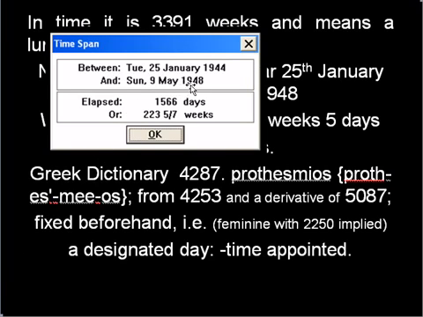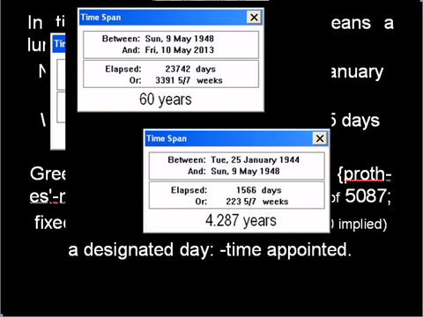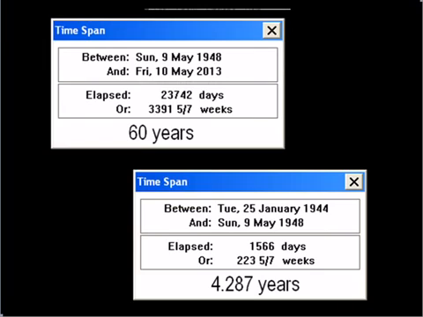So, we have the 25th of January 1944, solar eclipse, and May the 9th, 1948, which is 223 weeks and 5 days, or 1566 days. So between there and there, it's 60.00 something years. Between there and there, it is 4287. Now the 23rd of April 1966 was the hardest thing I ever did in my life. And that's when I married.